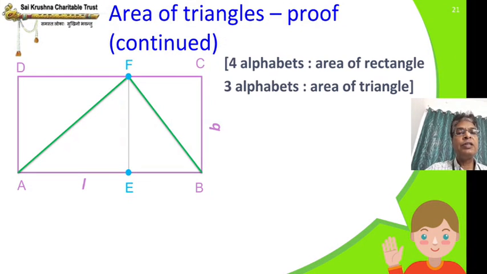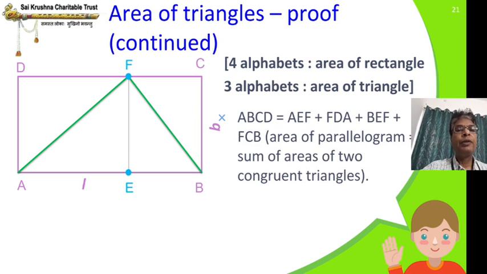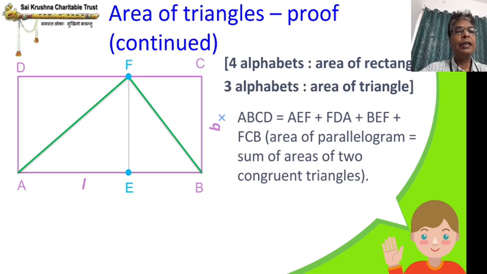From this page onwards, I am not going to repeatedly say rectangle and triangle shapes, and I am not going to put this symbol. If you see 4 alphabets, it is the area of a rectangle. If it is 3 alphabets, it is the area of a triangle. So now ABCD, that is the whole rectangle, equals AEF. Now I will take it here.